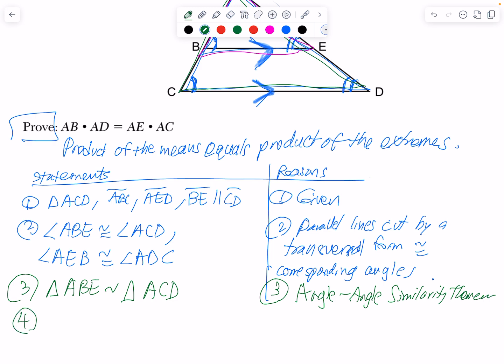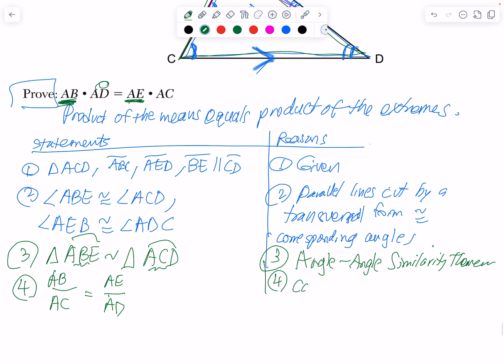And now we can show the proportion. Once two triangles are similar, we just follow the letters. And now we're going to use the letters to our advantage to make it match the answer. So here we have AB matches AC. And then I want to make sure I'm mentioning AD. So here we have AE matches AD.